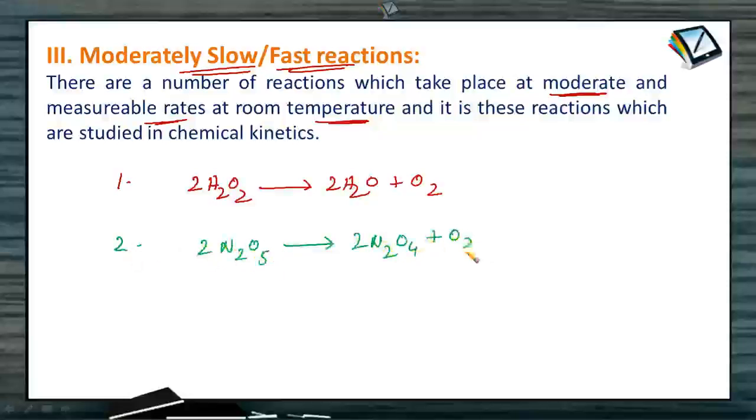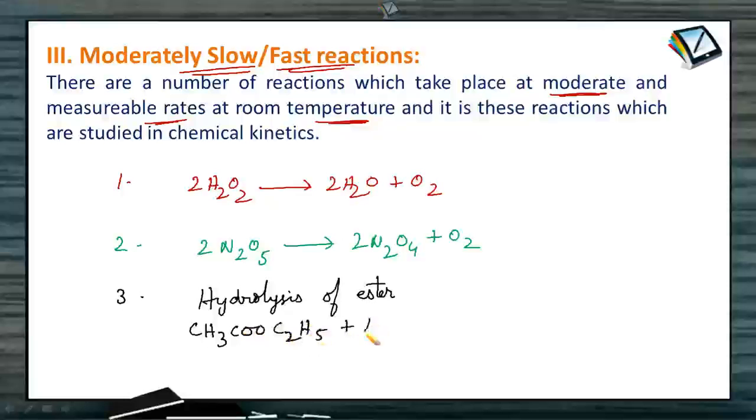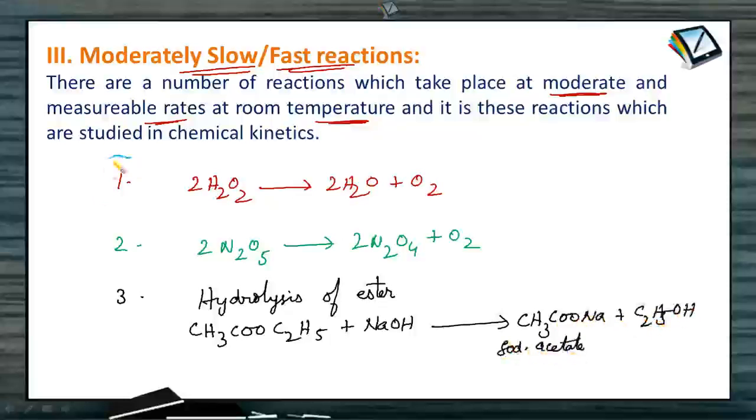Then a very common example, that is hydrolysis of ester. So when we take the common ester, ethyl acetate, CH3COO-C2H5, this one on hydrolysis in presence of an acid or a base, here I took base, that results in the formation of sodium salt of acetic acid, that is sodium acetate and ethyl alcohol. So all these reactions take place at measurable rates. So we can find out the rates of these reactions under the normal room temperature only. So that is about the various types of reactions based on the rate of the reaction or the speed of the reaction.